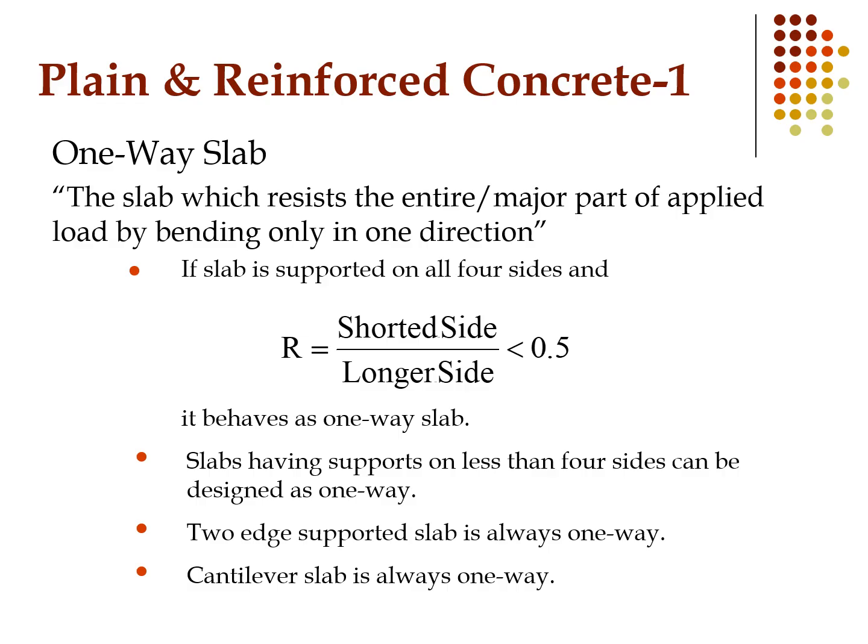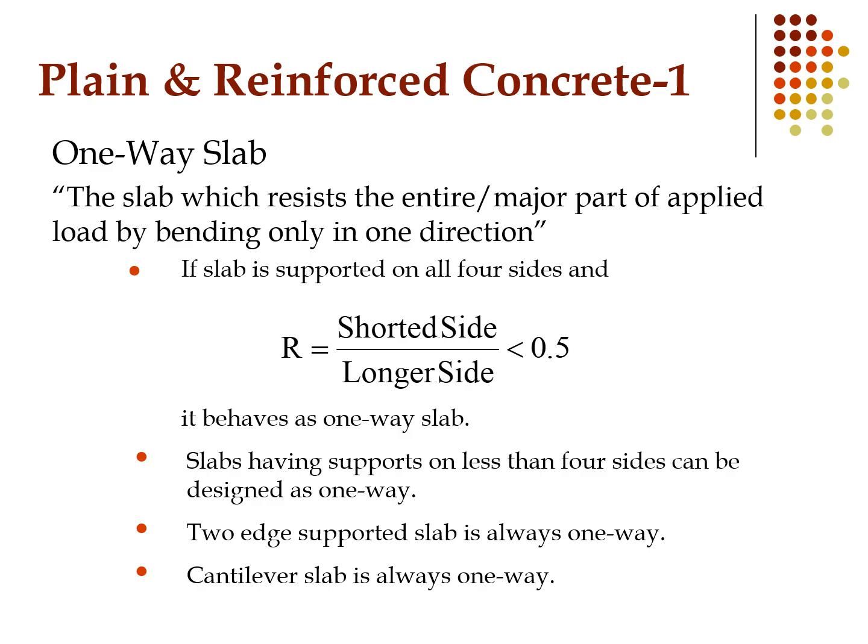If a slab is supported on all four sides, and the support may be beam, wall or other structural element, the shorter dimension divided by the longer dimension, if that comes out to be less than 0.5, that particular type of slab we call a one-way slab. I will repeat again. If the shorter side of the slab divided by the longer side of the slab is less than 0.5, that particular type of slab we call a one-way slab.